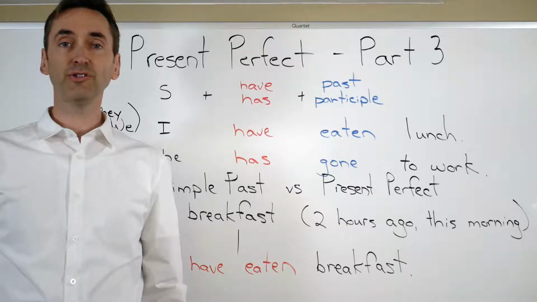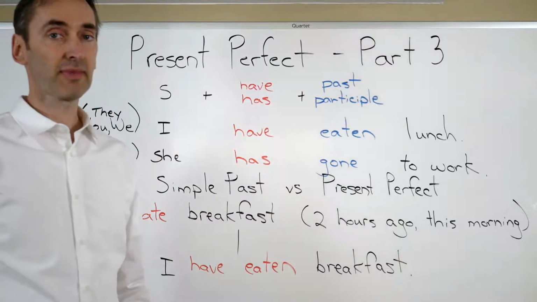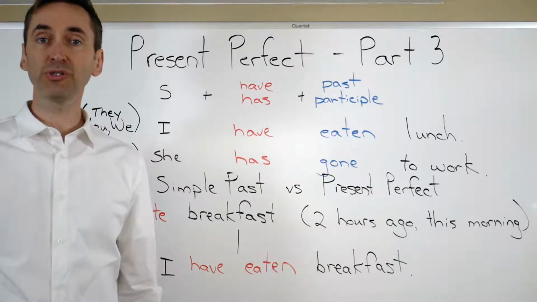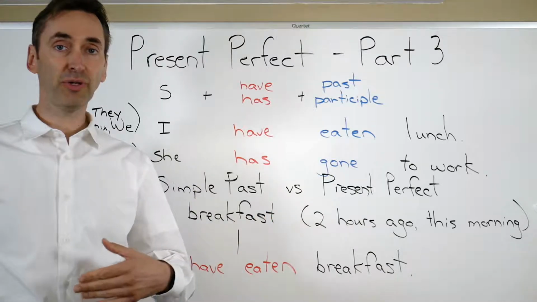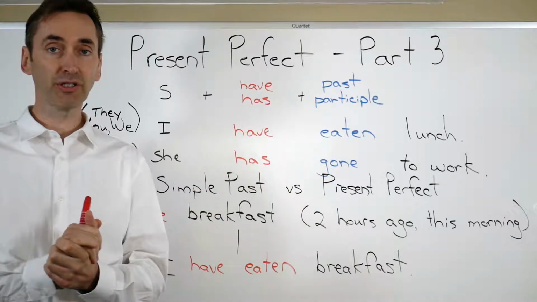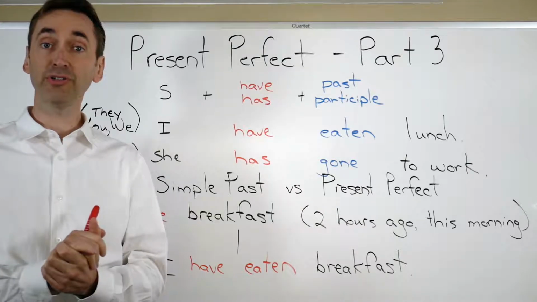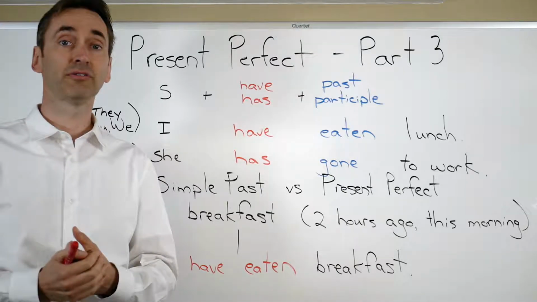Today we'll move on to part 3 of present perfect sentences. In our previous chapters we studied how to make a present perfect sentence, how to make a negative, how to make questions, how to make short forms for conversational speech. Today we'll talk about some differences between present perfect sentences and past tense sentences.